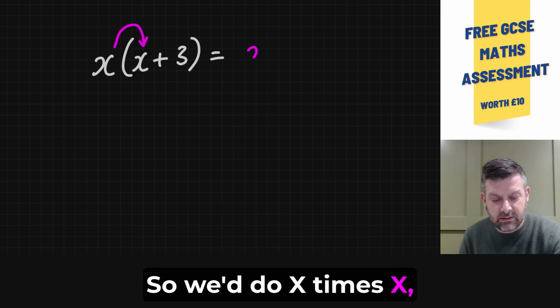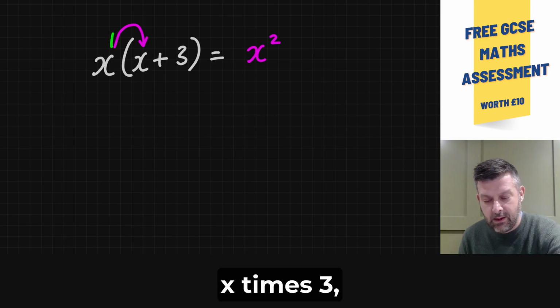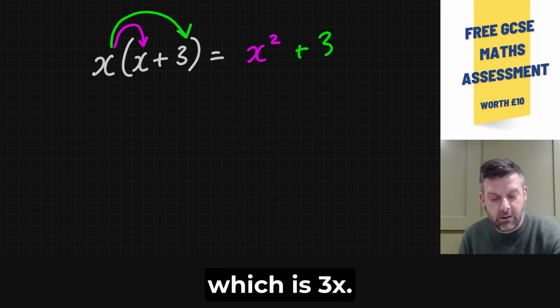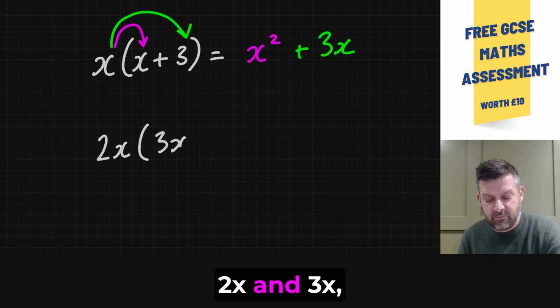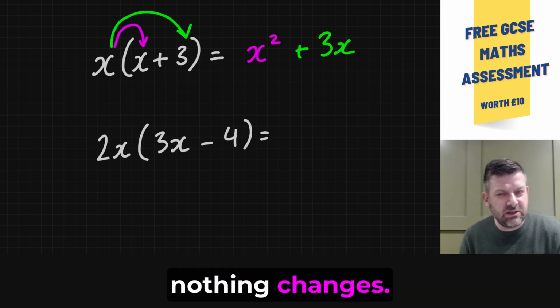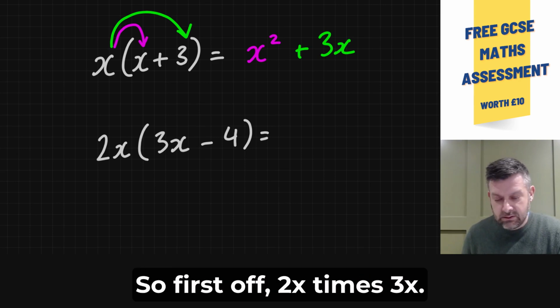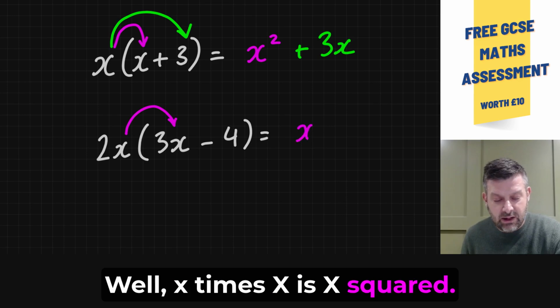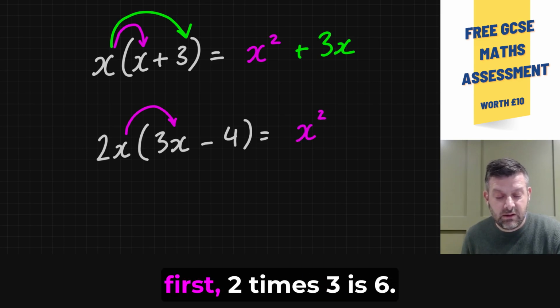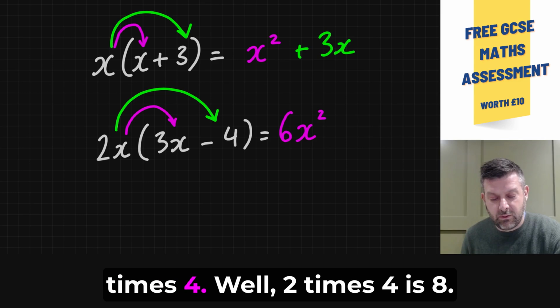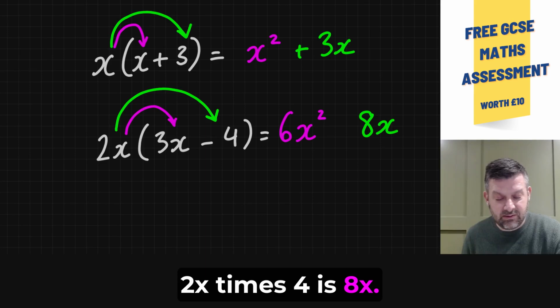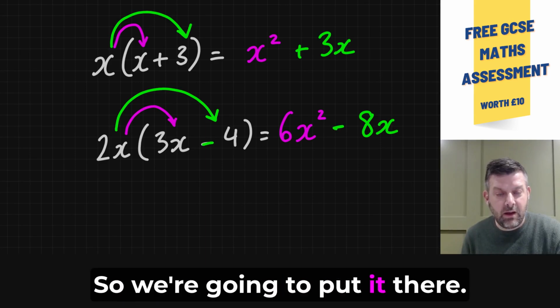So we do x times x, which is x squared, x times 3, which is 3x. If we add some numbers in here, 2x and 3x there, nothing changes, we just need to be confident with how we do this. So first off, 2x times 3x. Well, x times x is x squared, so times the x's together first. 2 times 3 is 6. And then we're looking to do 2x times 4. Well, 2 times 4 is 8. 2x times 4 is 8x. And again, there's a minus there, so we're going to put it there.